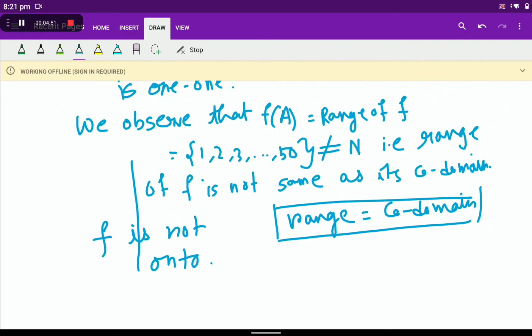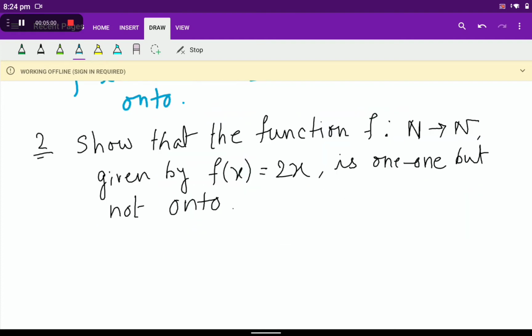Now let's move to the next question: show that the function f maps N to N given by f of x equals 2x is one one but not onto. It is a similar type of question to the previous one. So f of x equals 2x. First of all, you have to prove its injectivity.